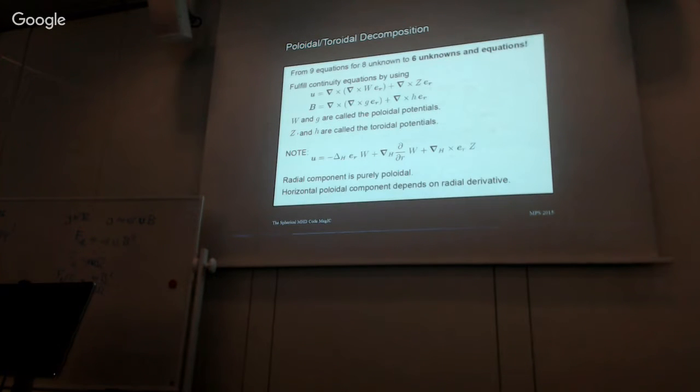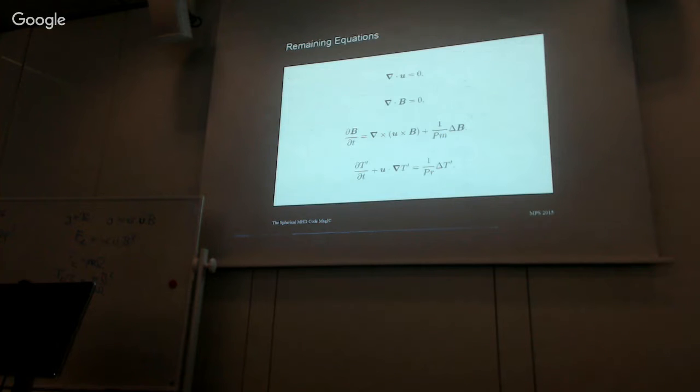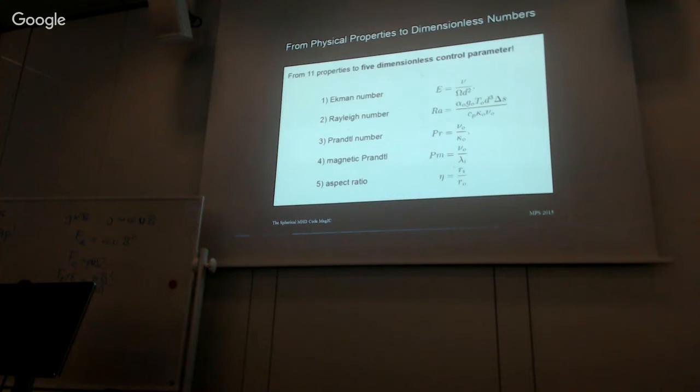Okay, well, now if you look at the number of equations, we have 9 equations for 8 unknowns. These are 3 equations because it's a vector equation. So Navier-Stokes is 3 equations, it's a vector equation. So 3, 4, 5. Then we have 3 here, which is 8, and then we have this one, which is 9. And we have basically 8 unknowns.